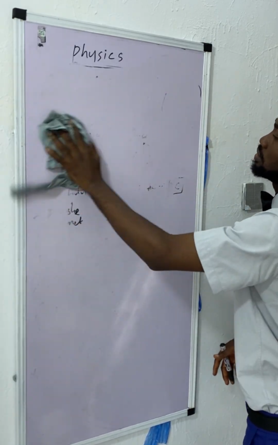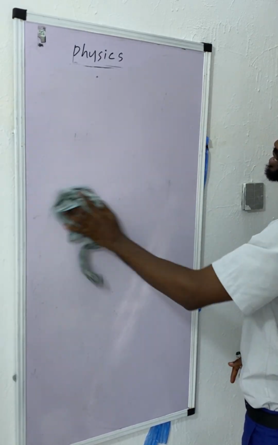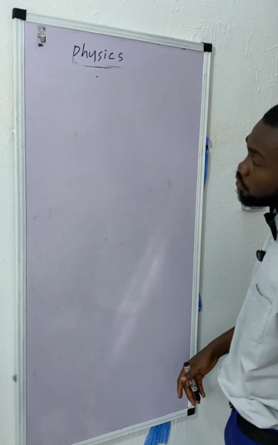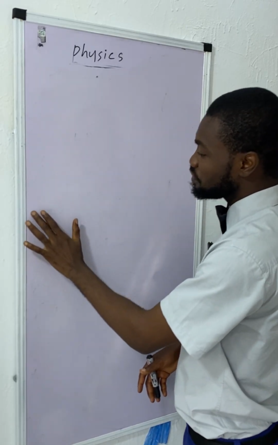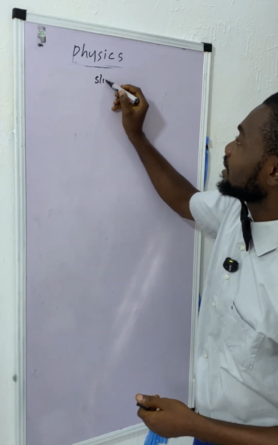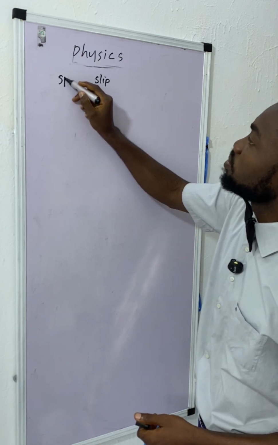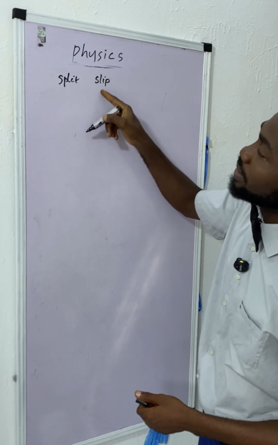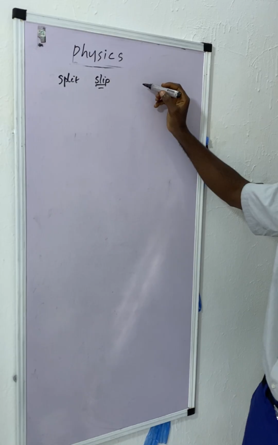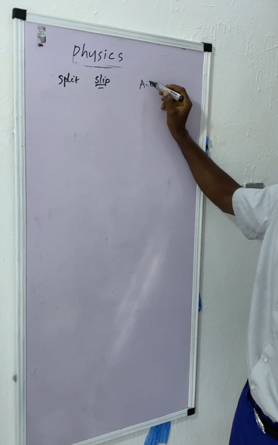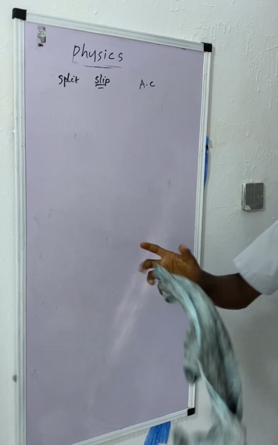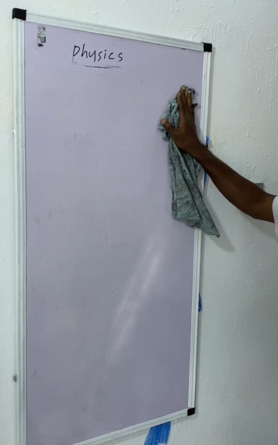Now let's quickly look at induction, of which Faraday is the father. Like I said, in an alternating current motor, you have the same components, but the difference is that instead of split ring, we have slip ring. And the function of the slip ring is to ensure that the current that is coming out is alternating current. Don't forget that.